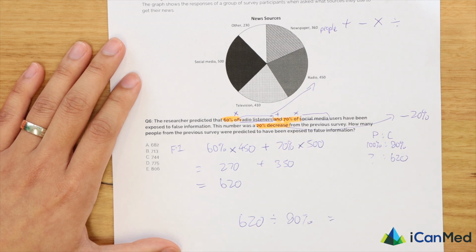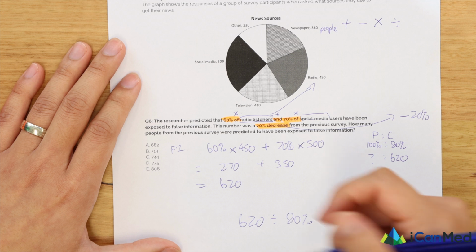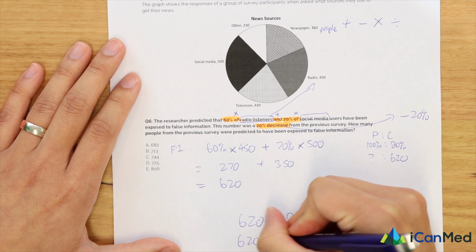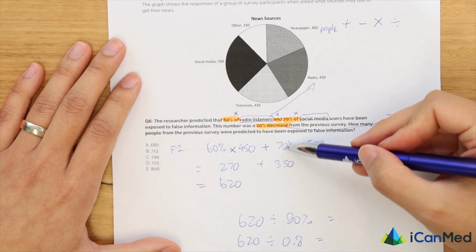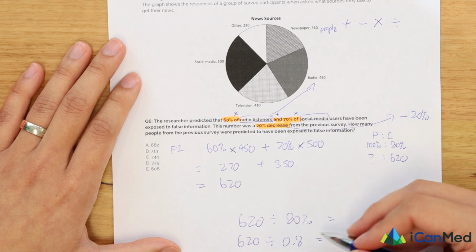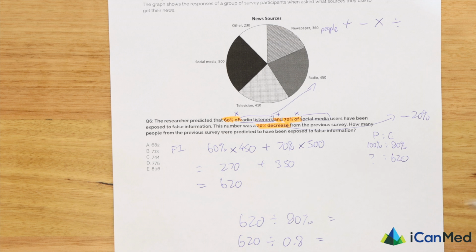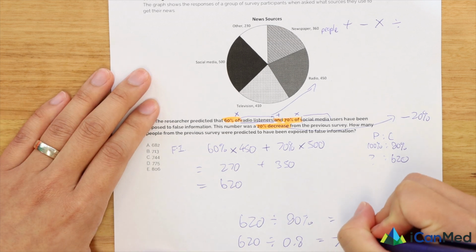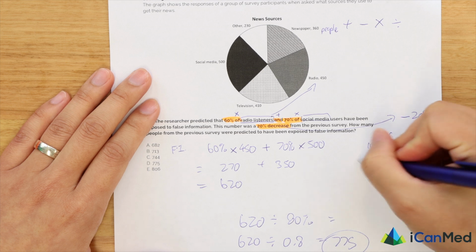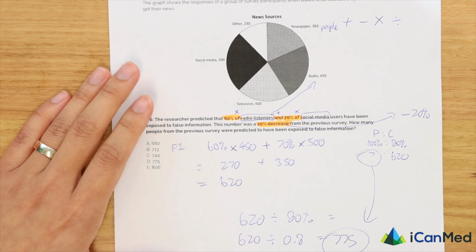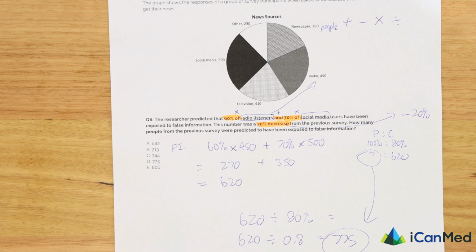So how do I divide a percentage with a number? Remember, you have to convert it. So you can just go 620 divided by 0.8 in your calculator, just like how above, you should have converted these into decimals. And then you get a larger number, 775. And this is the number of people that are in the previous survey. And that's literally how you do the question.